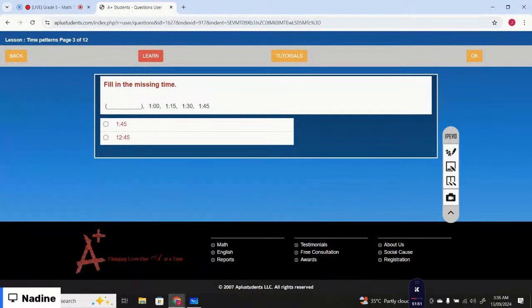Fill in the missing time. So which time is missing? The correct option is 12:45. Option number 1 is the correct option.